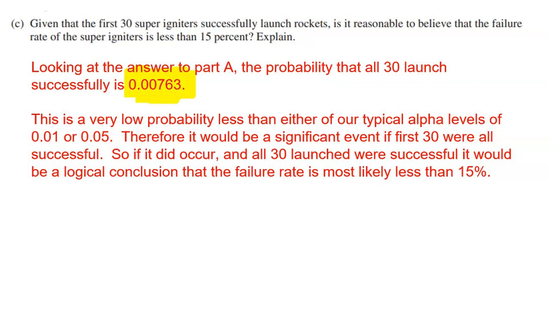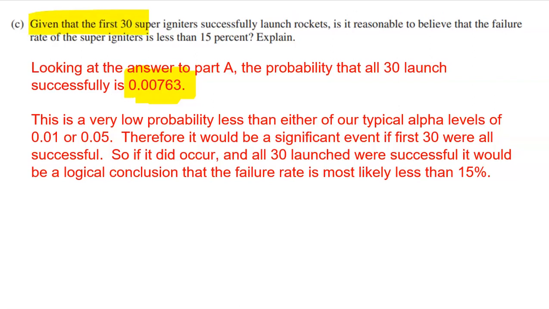But if it did happen, if it was given that the first 30 were all successful, and the probability of that would be 0.00763, then I'm like, wait a minute. This happened, but the probability is like it shouldn't have happened. That's where I'm finding something that would be considered statistically significant. So that is what would tell me that, whoa, maybe these new igniters, the super igniters, really are less likely to fail.